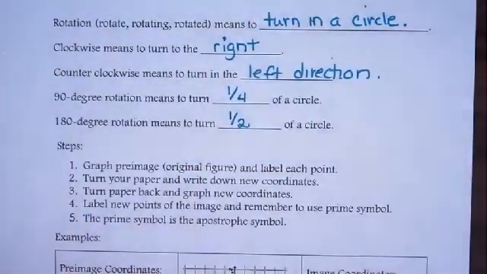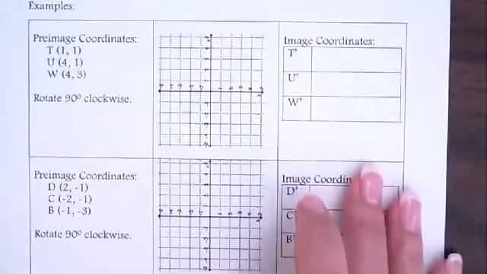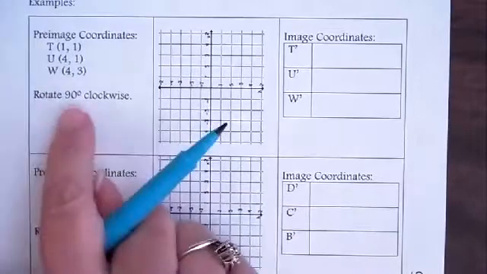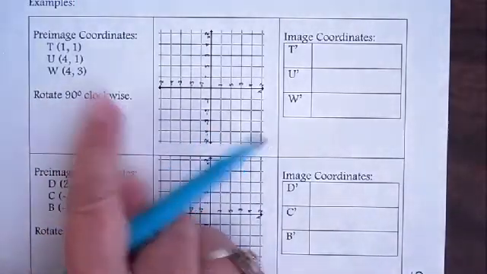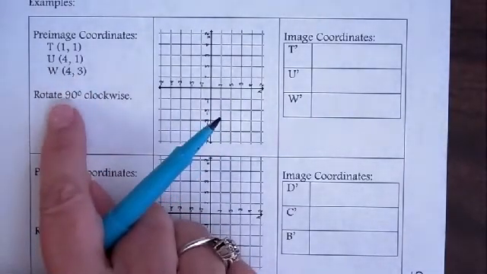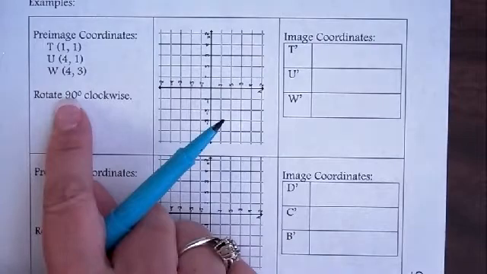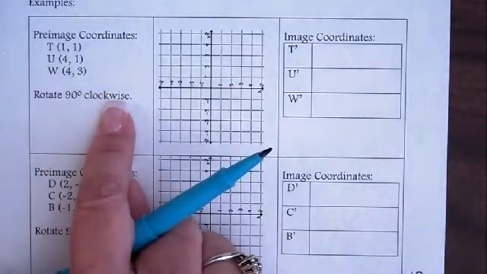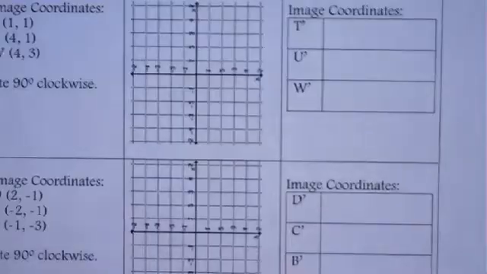Okay? Now, what we're going to do in our problems to start with is we're going to be rotating 90 degrees clockwise. Now, of course, we're going to have to be told our original figure. We're going to have to be told the number of degrees we're going and in what direction we're going. Okay?